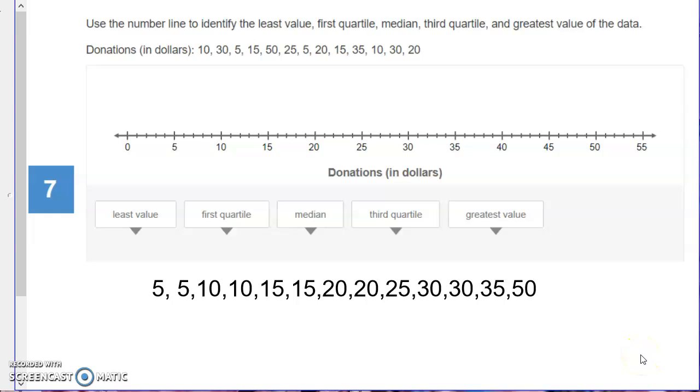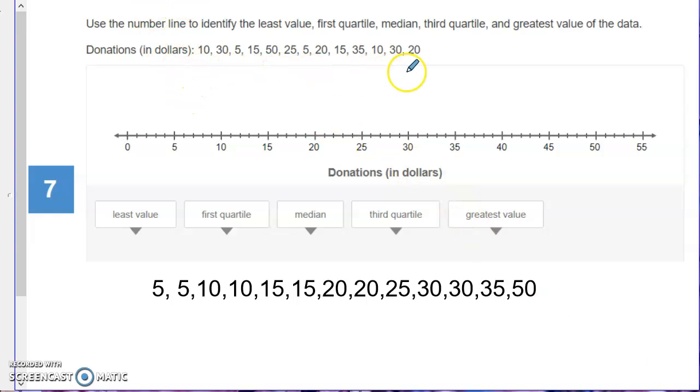Hello, sixth graders. I'm going to quickly review your assignment from yesterday. It was on box and whisker plots, and it was number 7 through 15 odd. So for question number 7, it says use a number line to identify the least value, first quartile, median, third quartile, and greatest value of the data set.